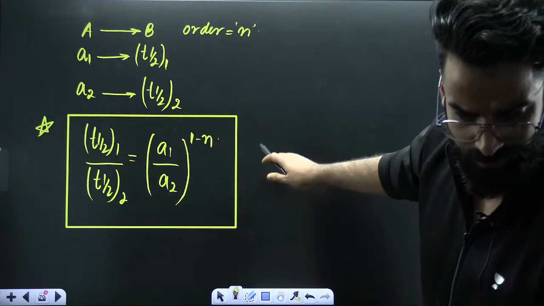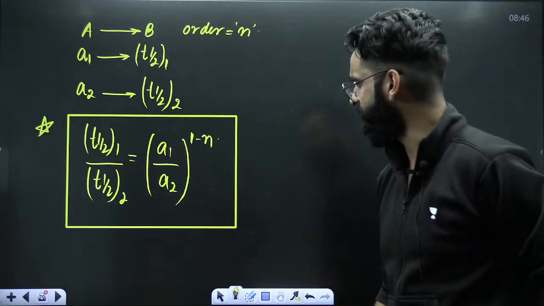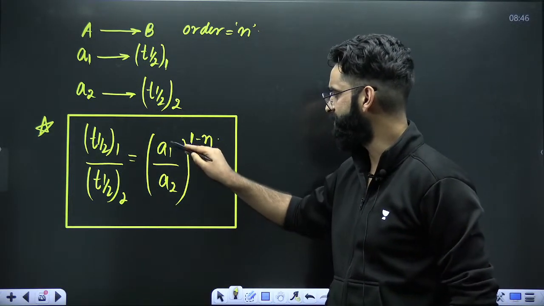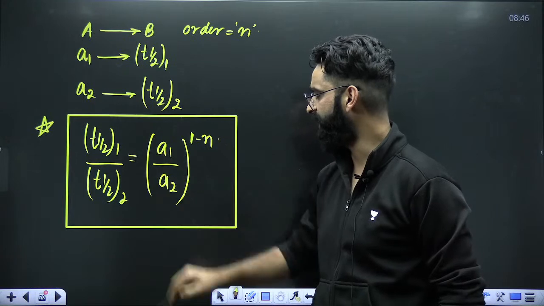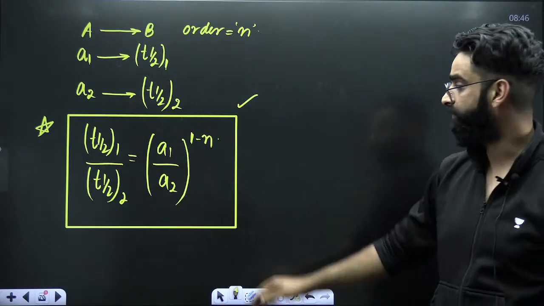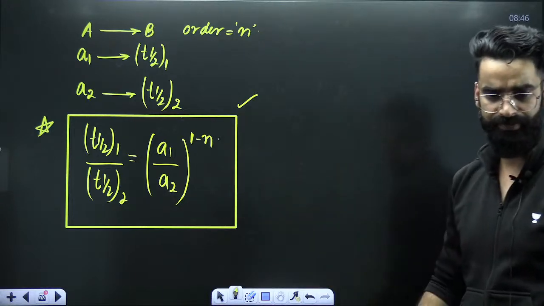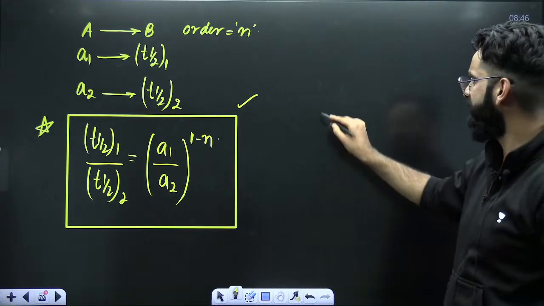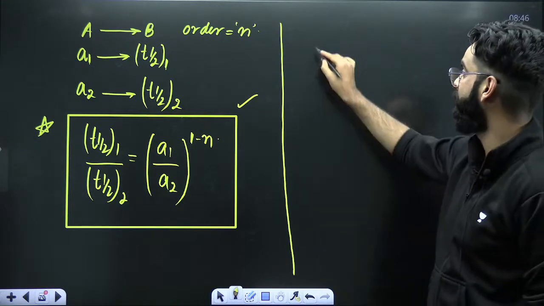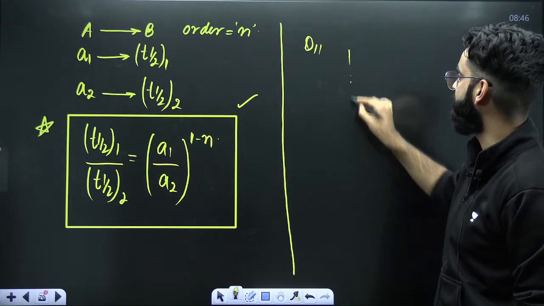All right. So I think you should be able to do this sort of question on your own, right? If the initial concentrations A1, A2 are given, and T half 1, T half 2 are given, I believe you can use this particular result and get the value of the order of the reaction, whatever is asked. And most of the times, the question will be given in the format of a table, like this.